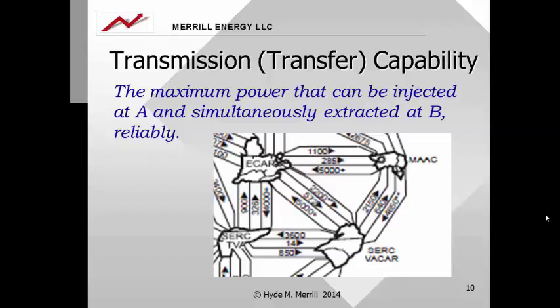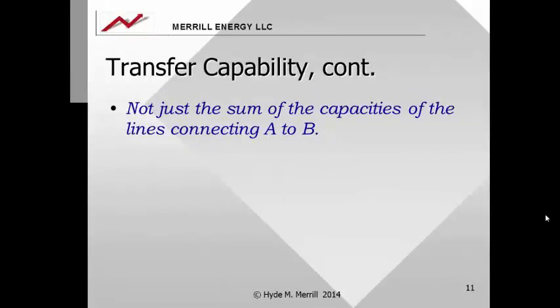How can that be? If it were an extension cord, for instance, between ECAR and MAC, you know that the capacity of the extension cord going from west to east is the same as the capacity of the cord going from east to west. The extension cord doesn't care which direction the power flows in. Why are the transfer capabilities different? Well, first, the transfer capabilities aren't just the sum of the capacities of the lines connecting A to B.